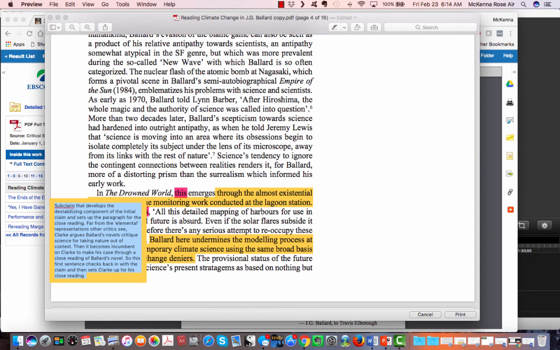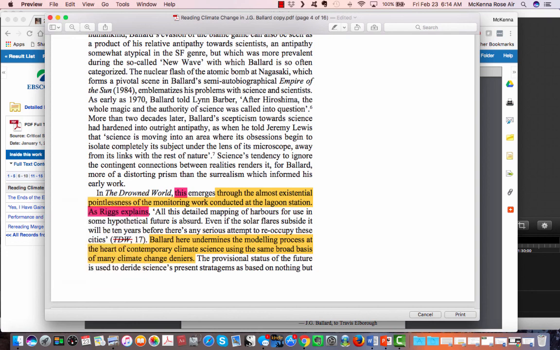So here's his claim. So far from the elemental representations other critics see, Clark, this fellow, argues that Ballard's novels critique science for taking nature out of context. Then it becomes incumbent on Clark to make his case through a close reading or analysis of Ballard's novel. So this first sentence checks back in with the claim and then sets up Clark for his close reading. So that's step one of any analysis paragraph. You announce what's going to follow in the paragraph while also checking back in with the initial claim.